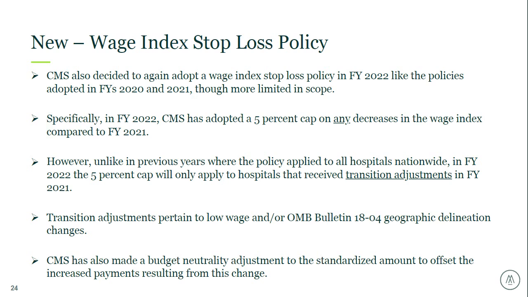So what's a transition adjustment? This pertains to somebody who receives a low wage adjustment and or an OMB Bulletin 18-04 geographic delineation change. CMS has also made a budget neutrality adjustment to the standardized amount to offset the increased payments resulting from this change. If a hospital was not eligible for a stop-loss policy adjustment in 2021, irrespective of their status in 2022, a stop loss will not be applied.